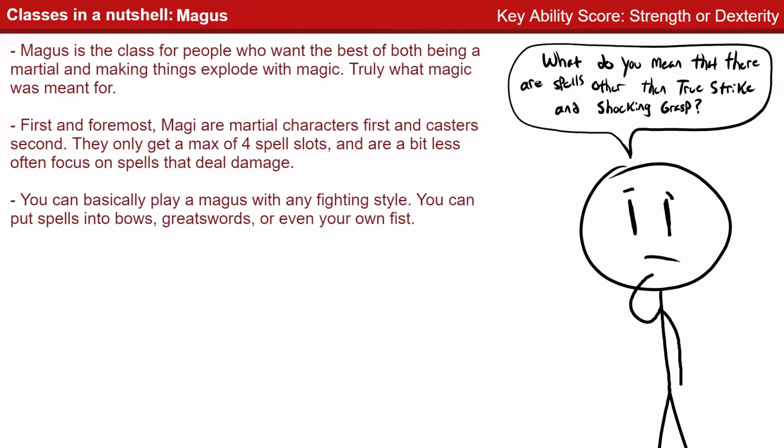The Magus class is meant for people who want to stab with a sword and magic at the same time. It's that simple. They can put spells that require attack rolls into their weapons and hit with them, and use magic to improve a lot of their other physical abilities. They are the Spellblade class, though they get a lot fewer spells than a full spellcaster.